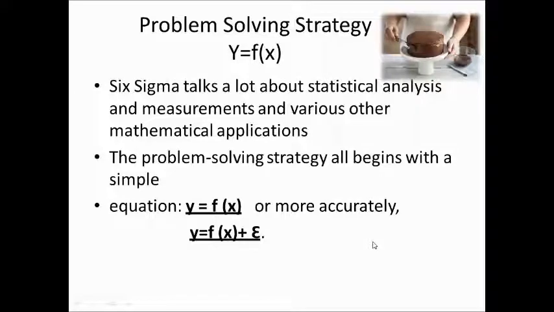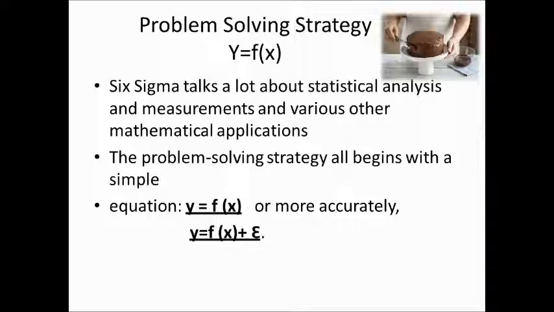Now you have to know what is the problem solving strategy. That equation we have discussed before at the white belt level: Y equals f of x. Y is the outcome, f is the function applied to the input. The inputs, we work on them by functions and processes to give the outcome, which is Y.